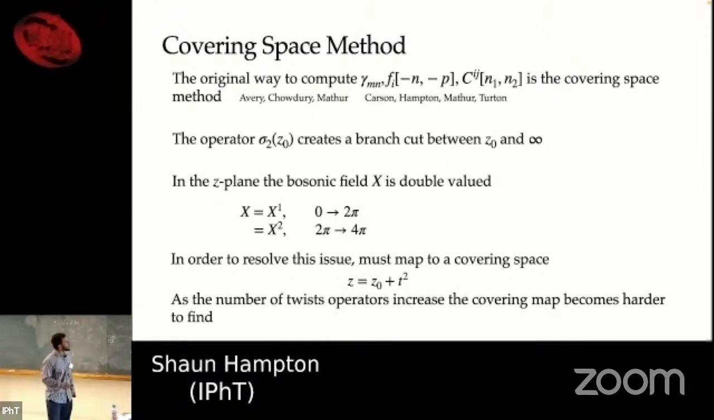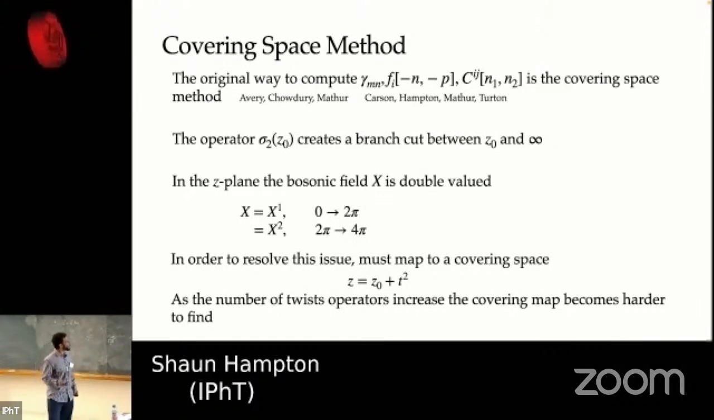And so these quantities, which we name gamma, F, and C, a lot of these have been computed using this twist operator by these authors here, and of course David is in the crowd. We've done a lot of work together on this. And as I said, this operator creates a branch cut between Z0 and infinity.